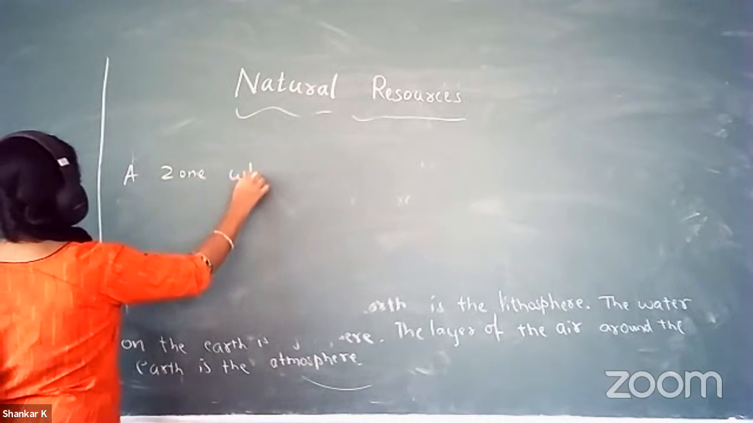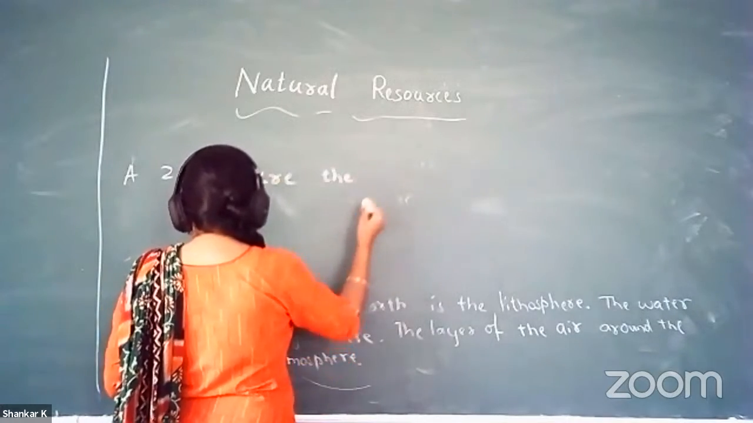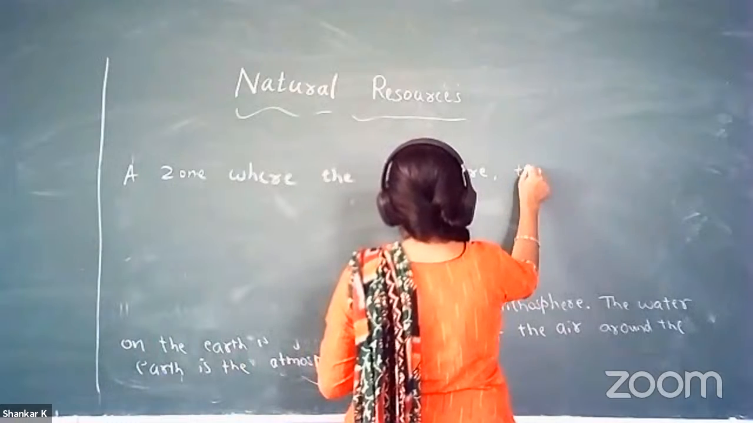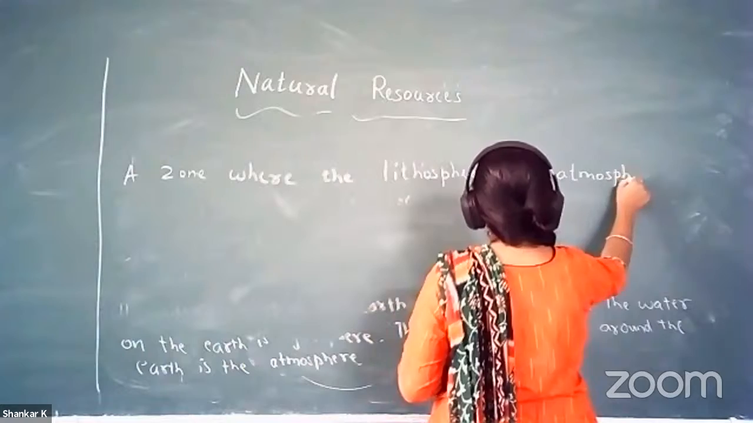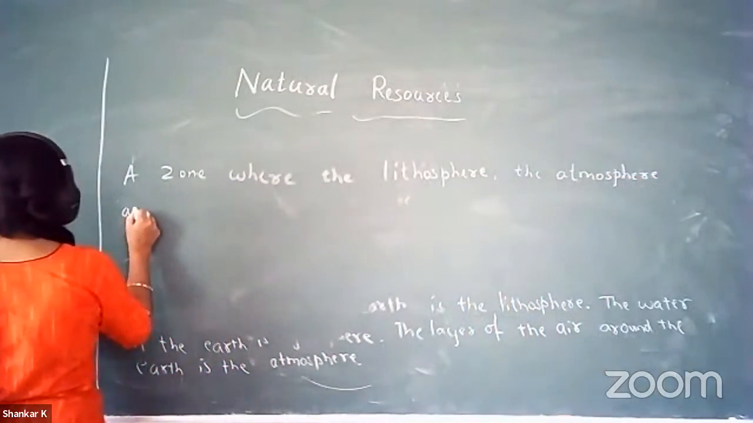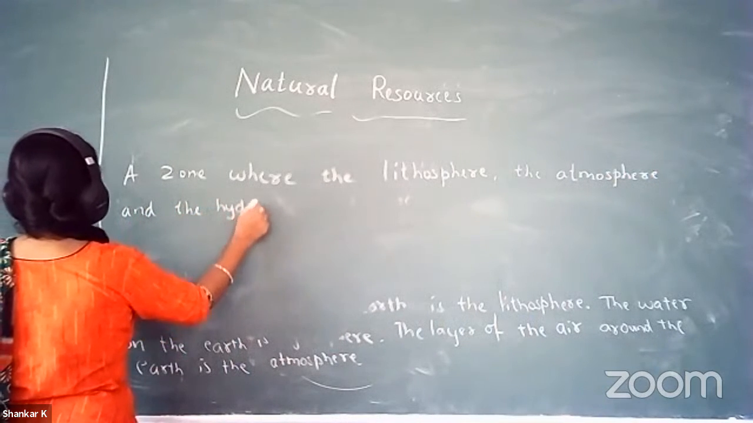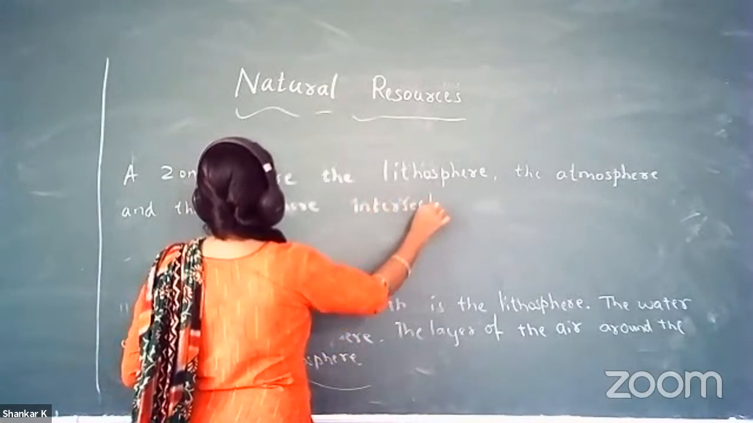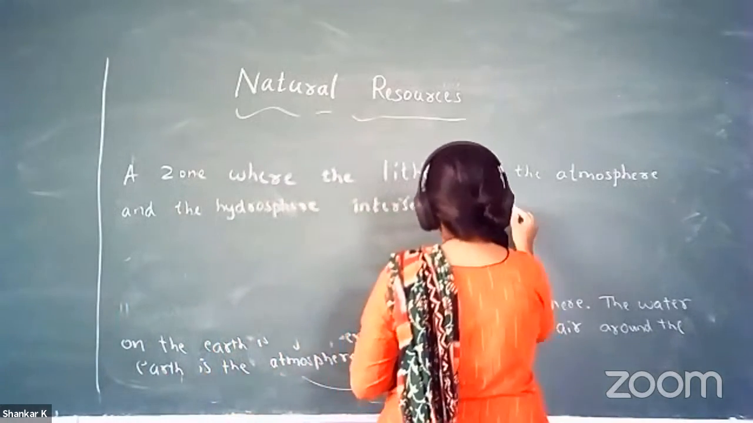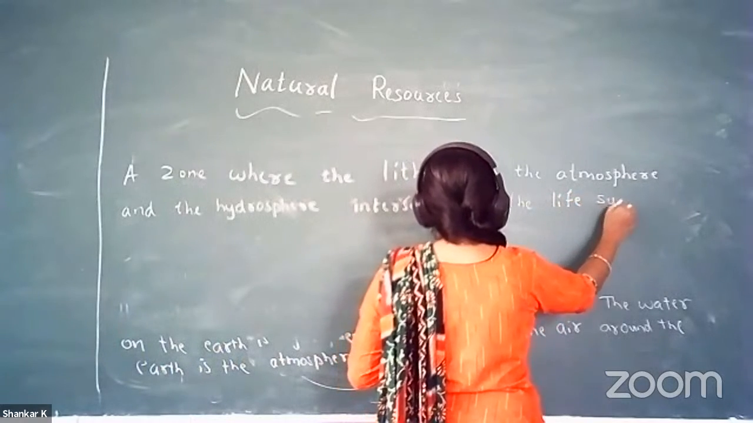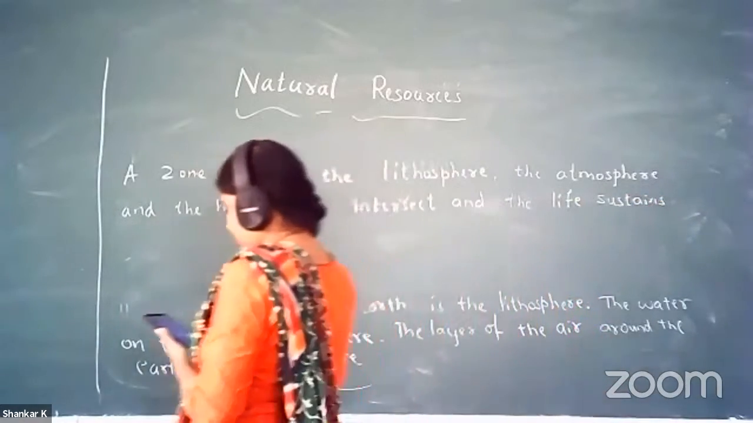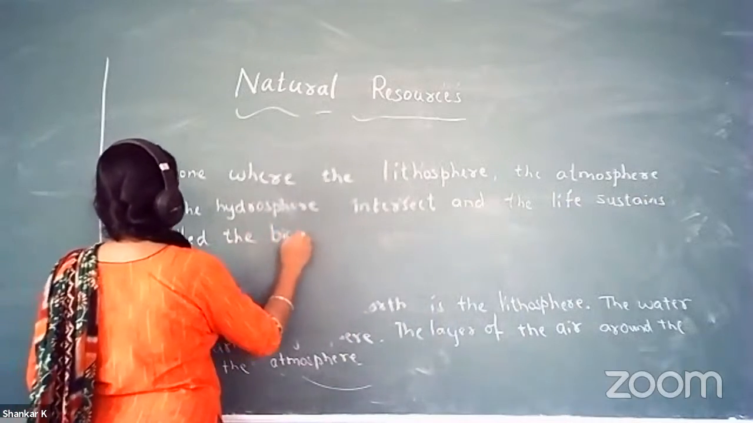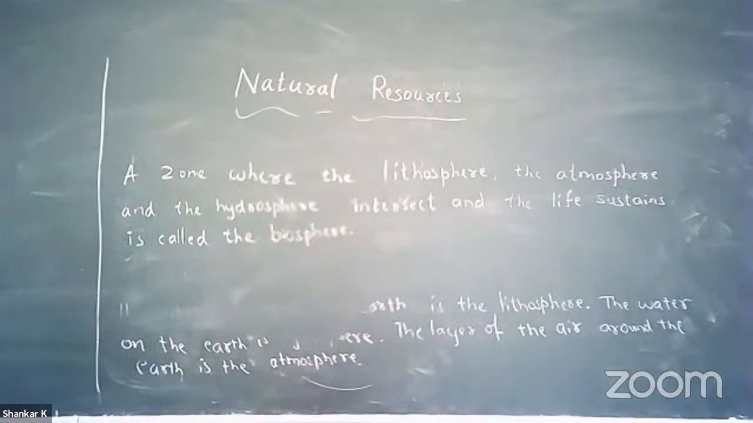A zone where the lithosphere, the atmosphere, and the hydrosphere intersect, where life sustains, is called the biosphere.